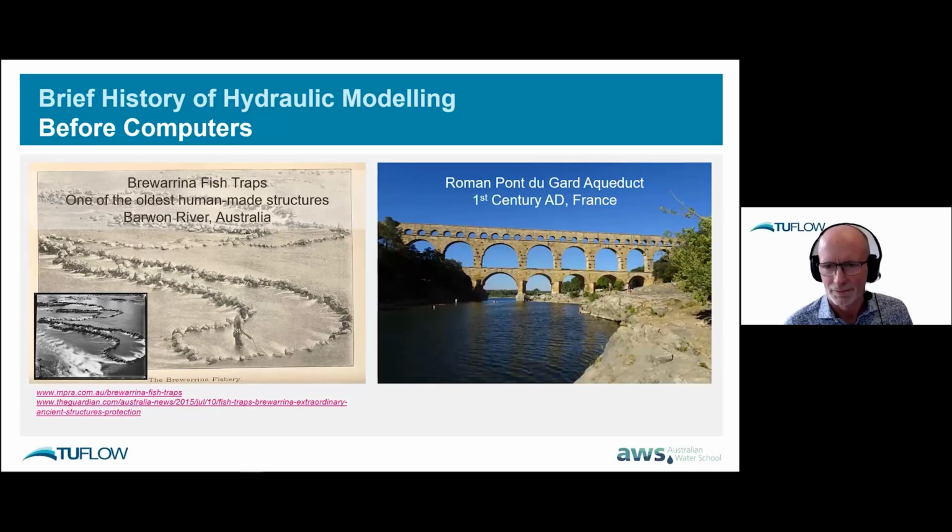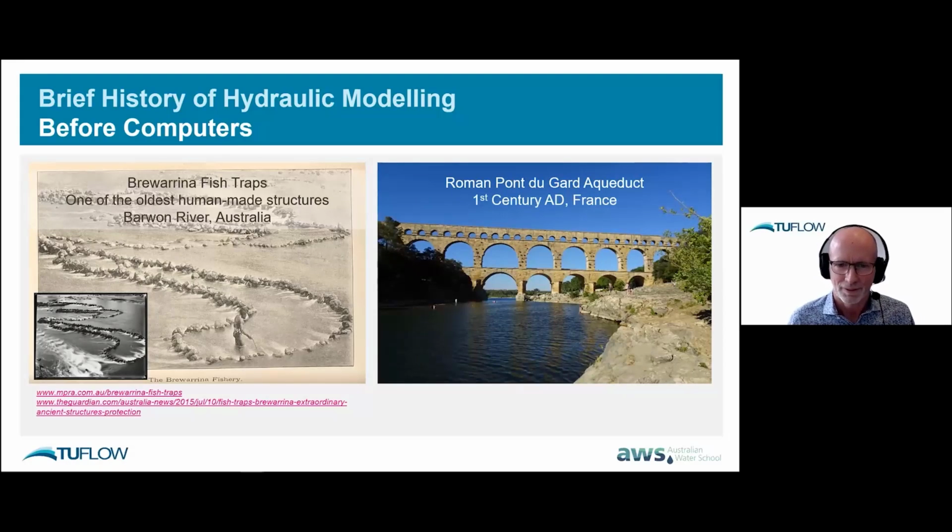Same with the Romans. When you start reading about the aqueducts that they built and the distances that they transported that water over, I'm pretty sure they didn't have any fancy hydraulic equations or Manning's n's or computers, of course. They somehow did all that. It's just amazing what they did in terms of transporting water.